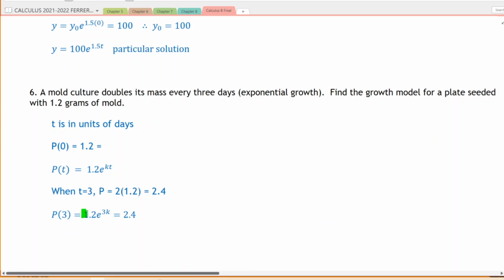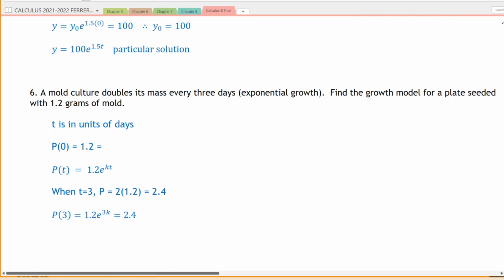So we have 1.2 multiplied by e to the 3k. Notice that t is now equal to 3, as indicated over here. And that amount is going to be equal to 2.4. Now we proceed to solve for k.